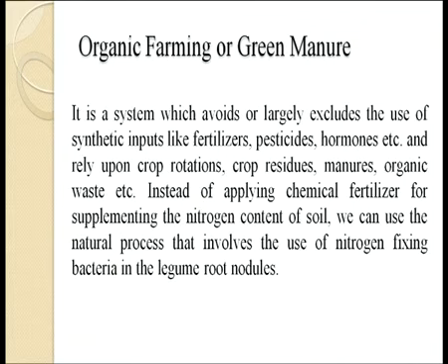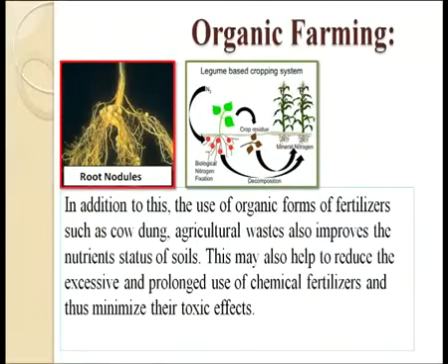It is a system which avoids or largely excludes the use of synthetic inputs like fertilizers, pesticides, hormones, etc. It relies upon crop rotation, crop residue, manure, organic waste, etc. instead of applying chemical fertilizers for supplementing the nitrogen content of soil. We can use the natural process that involves the use of nitrogen fixing bacteria in the legume root nodules. In addition to this, the use of organic forms of fertilizers such as cow dung and agriculture waste also improves the nutrient status of soil. This may also help to reduce the excessive and prolonged use of chemical fertilizers, and this may minimize their toxic effects.